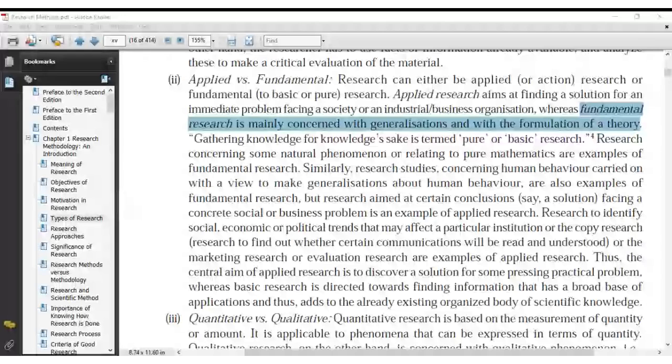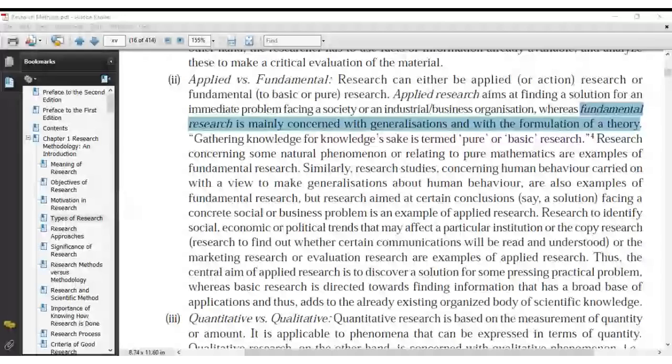Then Juguna Ndirangu, applied research aims at finding a solution. True. Fundamental research is mainly concerned with generalization theories. True. Give me examples. Kevin Korir, is applied research same as basic research? I will answer that. Then Mwangi Wamuyu, applied research is done to find solutions for immediate societal issues. Yes. Example is solve a disease. Exactly. Thank you, Mwangi Wamuyu.